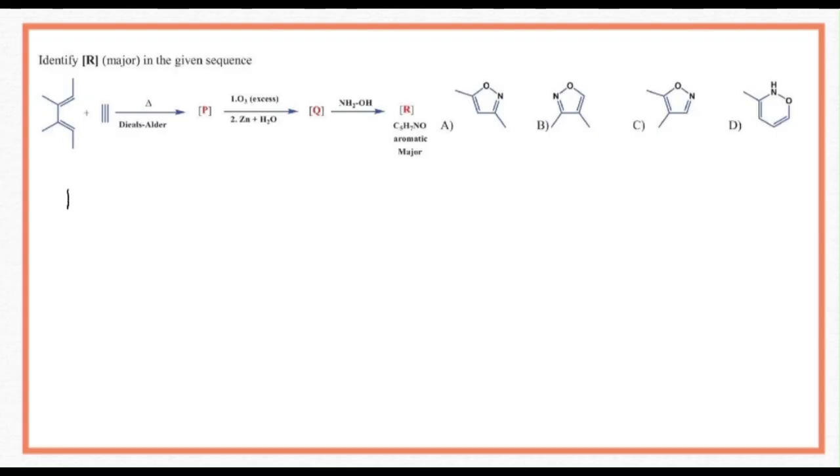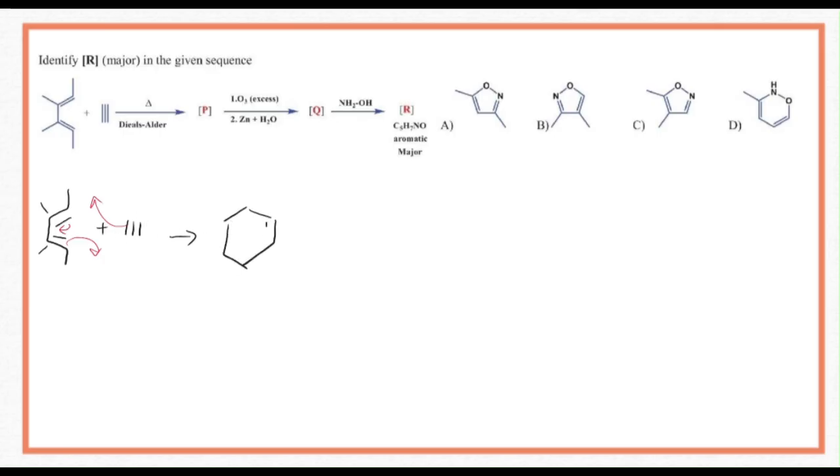So we have a diene molecule. Diene refers to there are two double bonds, right? And then there is a dienophile, that is ethyne molecule. So it undergoes Diels Alder reaction. In Diels Alder reaction, there is a cyclization process and we are going to get a cyclic product like this.